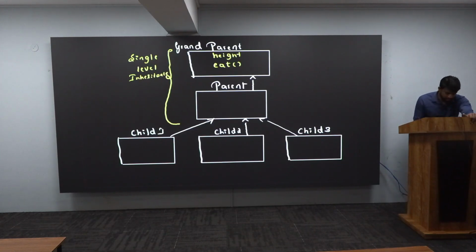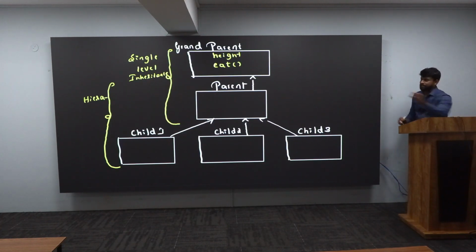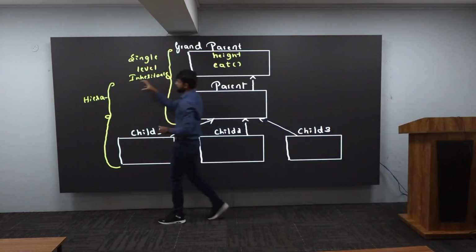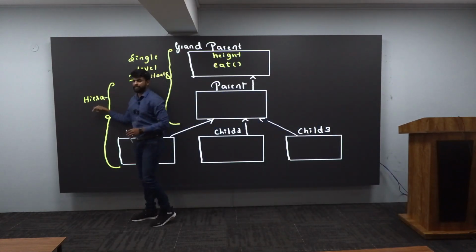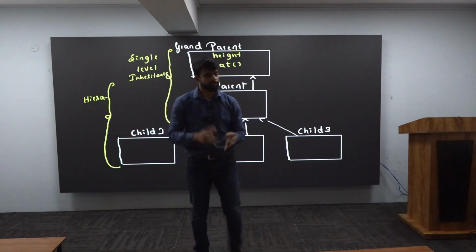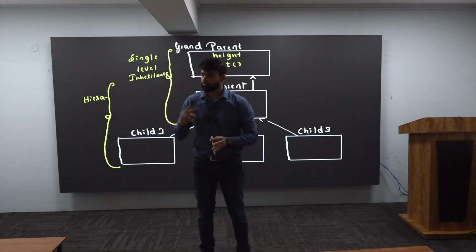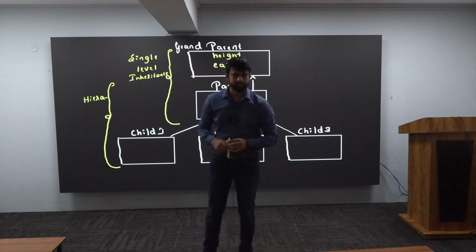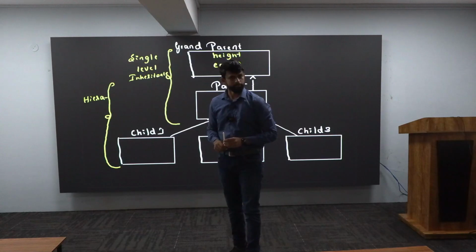Fantastic. So now from parent to child 1, child 2 and child 3, this is another inheritance. What is this? This is hierarchical inheritance. And this inheritance is a mixture of single level and hierarchical, and that is why I am calling this hybrid inheritance, because a mixture of two or more types of inheritance is known as hybrid inheritance.